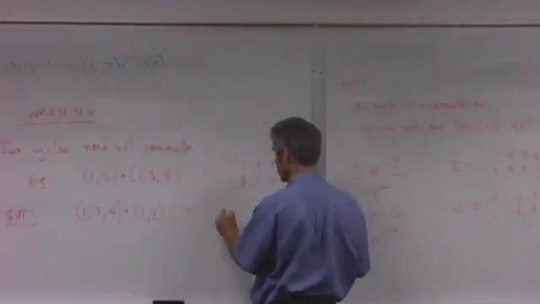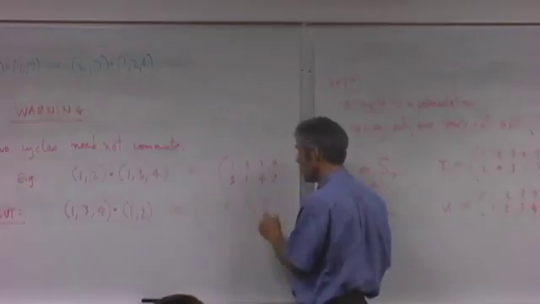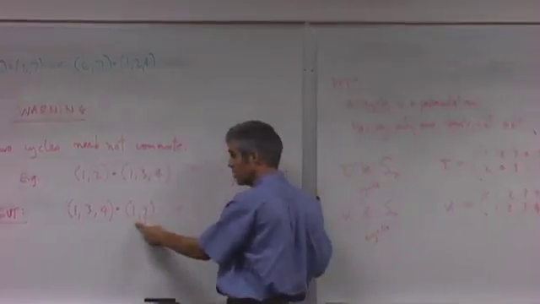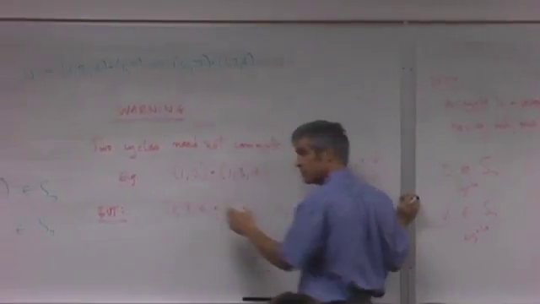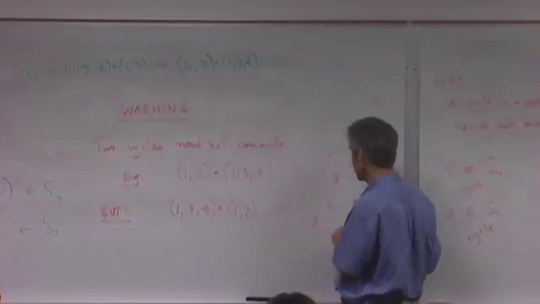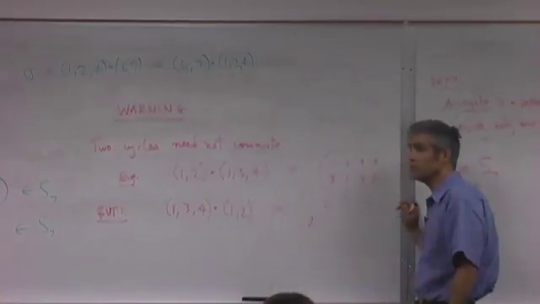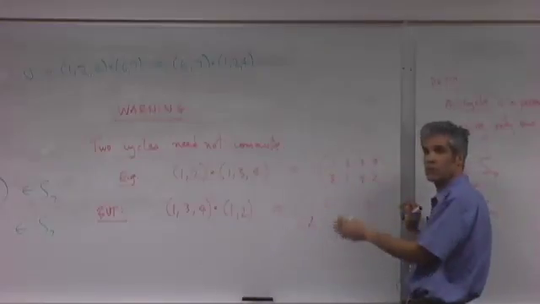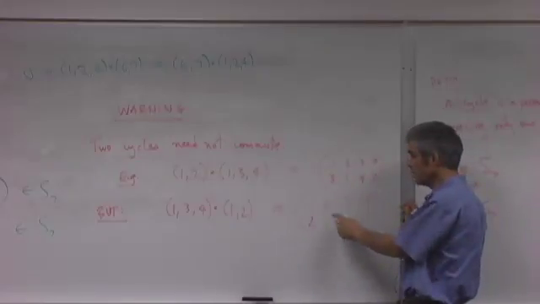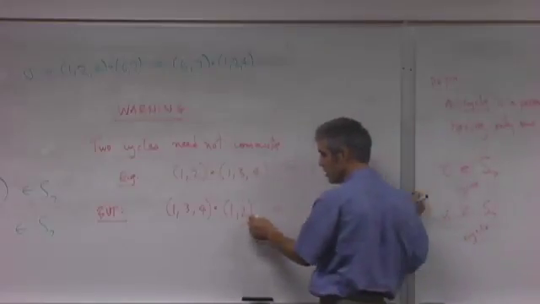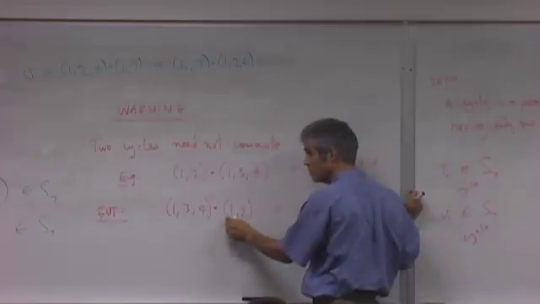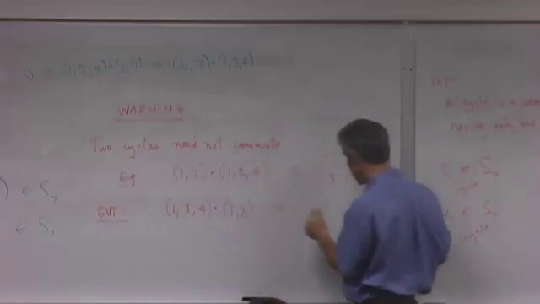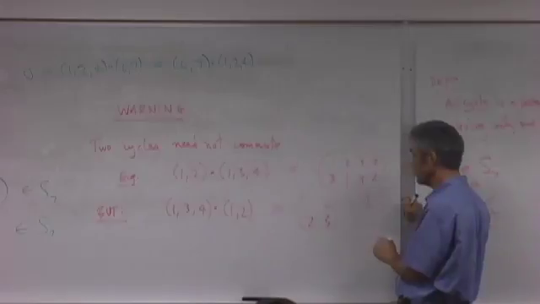Let's see what happens here. We'll do this a little bit more quickly. Plug in 1. 1 goes to 2, and in turn stays at 2. So immediately I can conclude that these 2 cycles don't commute, because in this one, 1 goes to 3, and in the second one, 1 goes to 2. But let's just finish up for the sake of practice. What happens to 2? 2 goes to 1, and in turn, 1 goes to 3. So the net result is 2 goes to 3.